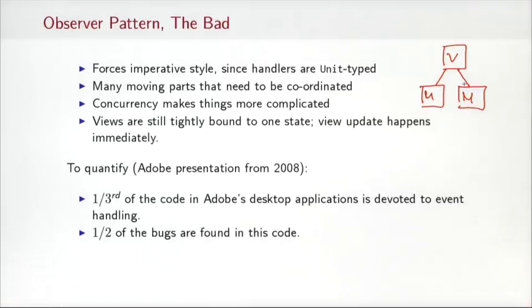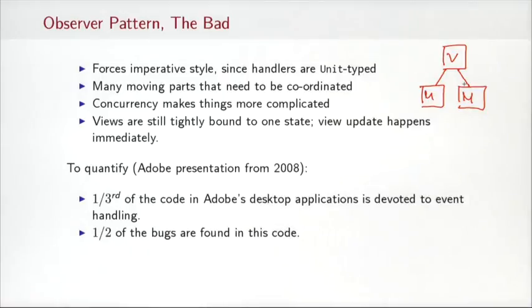A fourth disadvantage is that views are still tightly bound to the state that's represented in the models. Every view update is directly coupled to the state update. Once we update the state, the view gets updated immediately. Sometimes you want to have a looser asynchronous relationship between a view and a model.